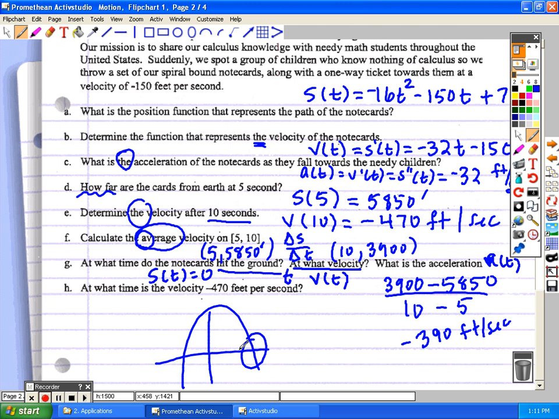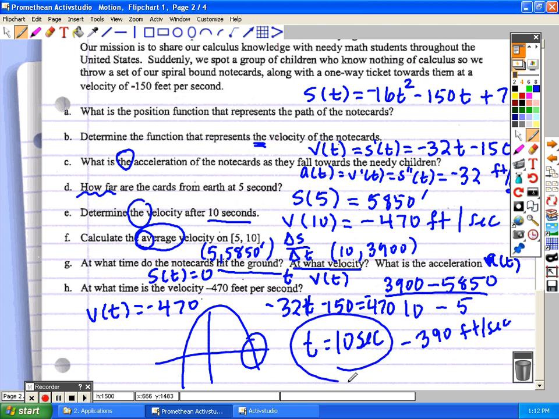Okay? And then letter H, at what time is the velocity negative 470? So it tells me exactly what to do. I want to know time, and it says velocity, instant velocity, is negative 470. So all I'm going to do here is take my velocity function, which is negative 32t minus 150, set it equal to negative 470, solve that equation, which I'm not going to solve for you. T turns out to be 10 seconds.